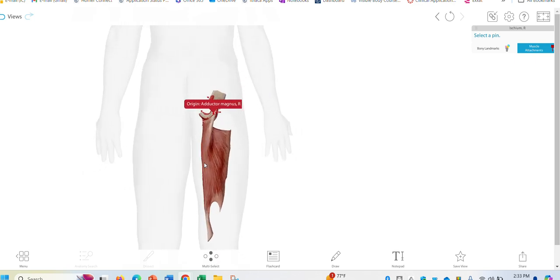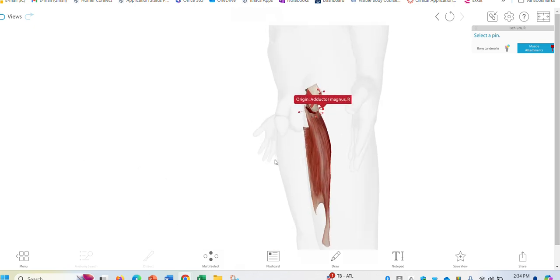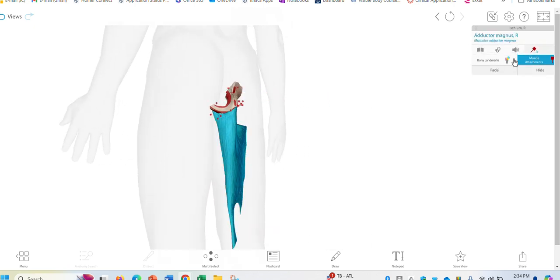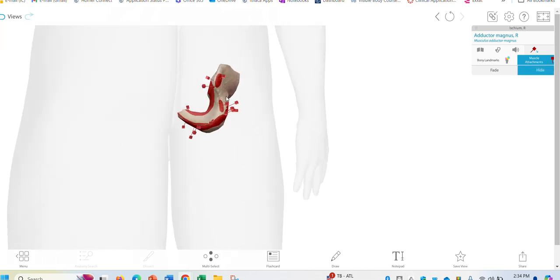And then we see our hamstring part here, which will be running down to our adductor tubercle of the femur. And then here we see our adductor part that would be running on the linea aspera of the femur. Okay. So that's all of our origins on the ischium.